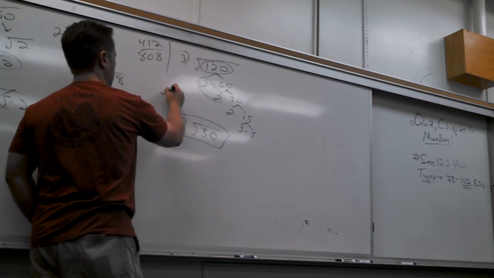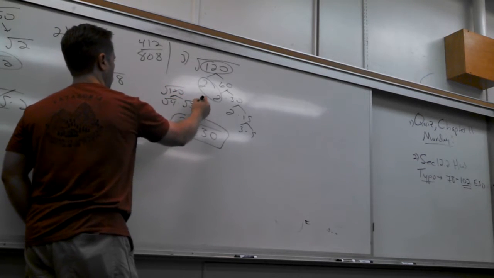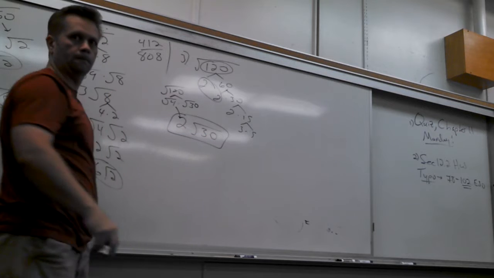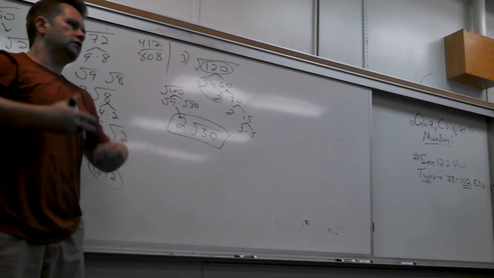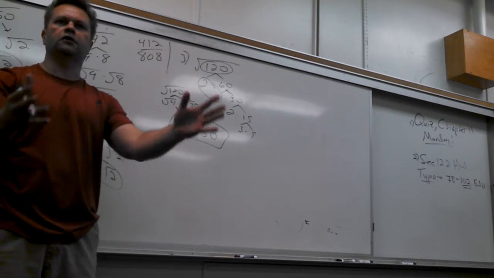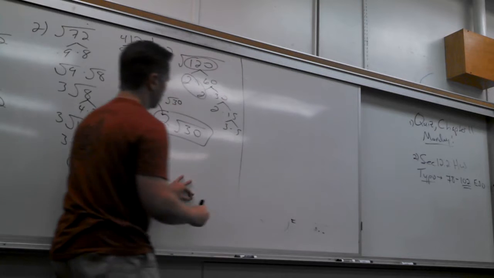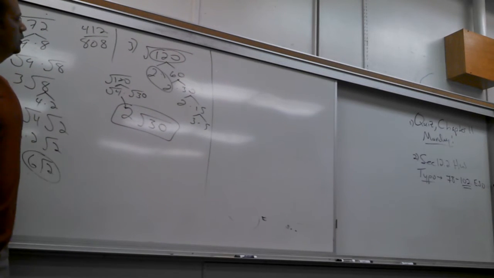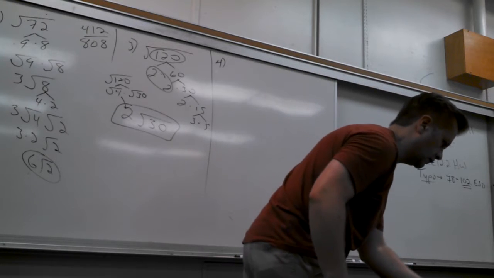Yeah, so square root of 120 would be square root of 4 times square root of 30, which would be 2 square root of 30. You see why I prefer that? I always wanted to find the quickest way to do anything when I was a student. I drive my teachers crazy. And now I can drive you guys crazy.